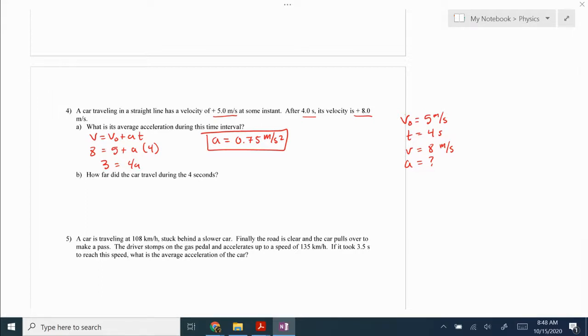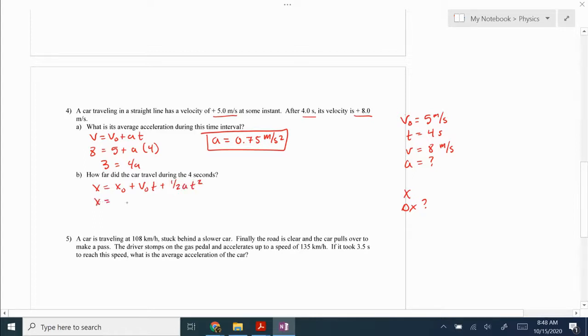So next up, how far did it go? So now we would like to know x or delta x. And there's a couple ways to solve it. You could solve it using either the Ringo equation or the John equation. I'm going to use the John equation, but because you know quite a bit of information, either one would have worked.